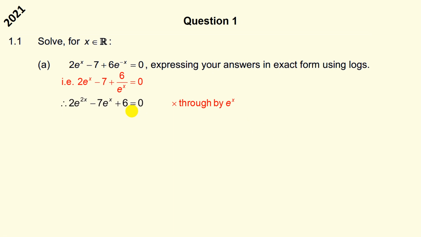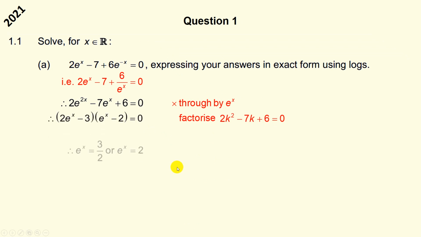And now we have a quadratic equation. There's the square, there's the first degree, and there's the constant. So we need to factorize. There's the equivalent of this equation using k. Solve the equation. Now at this stage we haven't solved yet because we need to solve for x.